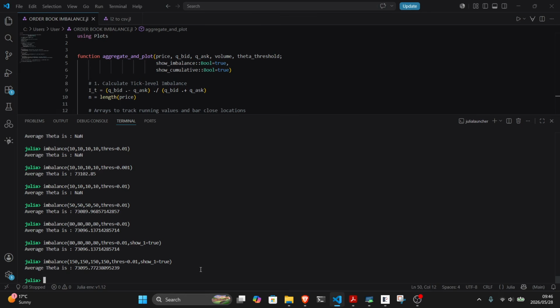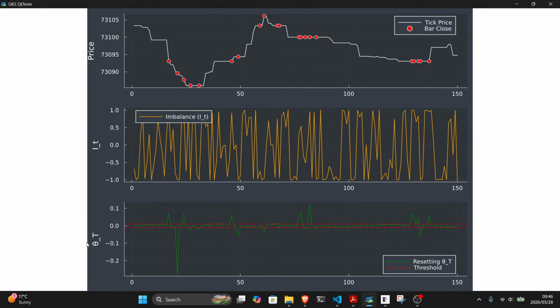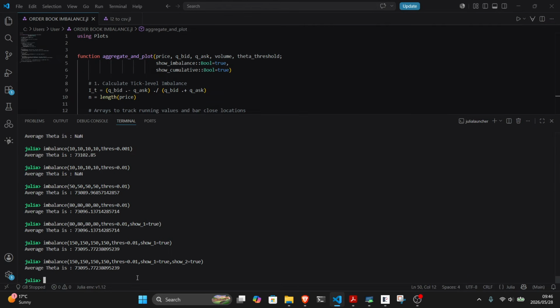Now, I'm going to display another hidden plot, and this one is theta sub t. When you look at theta sub t, it's all over the place, but the place where our threshold is met is just about here. Now, what I'm going to do is increase the sample space, take it to 400 entries.